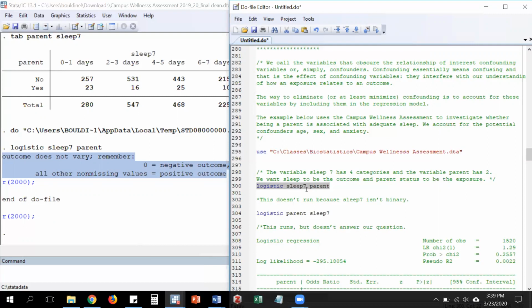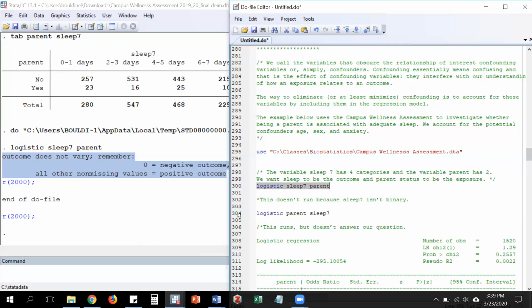That would be the right way to do it, because parent status, whether or not you have kids, is probably not going to be influenced by sleep. In other words, it makes a lot more sense for parent status to influence your sleep than for the amount of sleep that you get to influence whether or not you have a child. So this is the correct order conceptually: we want sleep to be the outcome and parent status to be the exposure.